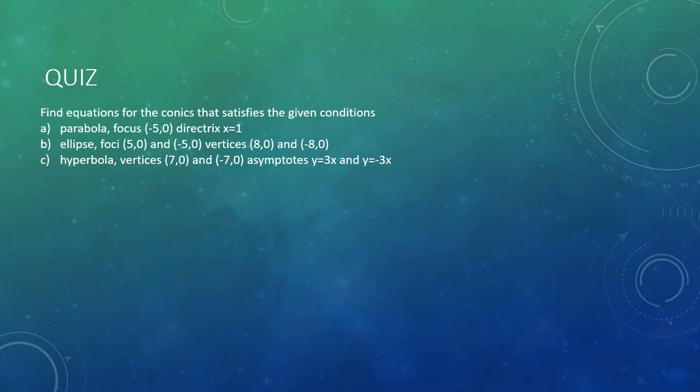Equals the ellipse, the 5, 0, and negative. It'll be a hyperbola with vertices 7, 0, and negative 7, 0, with asymptotes y equals 3x and y equals negative 3x.